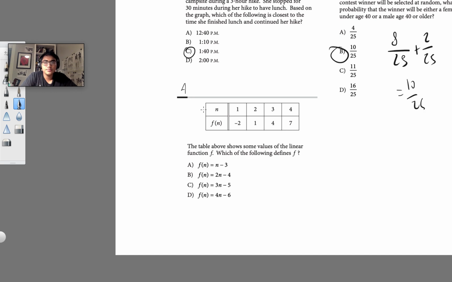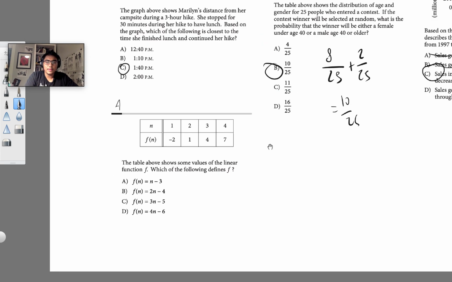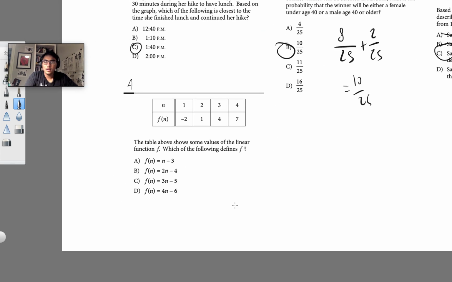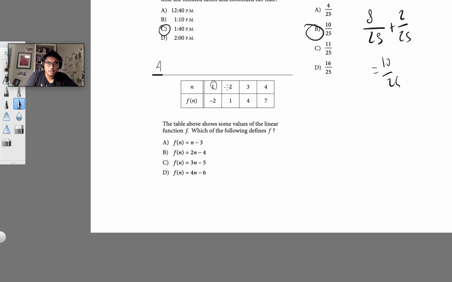Question 4. The table above shows some values of the linear function f. Which of the following defines f? Alright, let's just plug these values of n into each of these equations to see which one corresponds correctly with all of them. So let's plug 1 into n minus 3. So 1 minus 3 is equal to negative 2, and then 2 minus 3 is equal to negative 1. But this says 1 here, so that doesn't work.